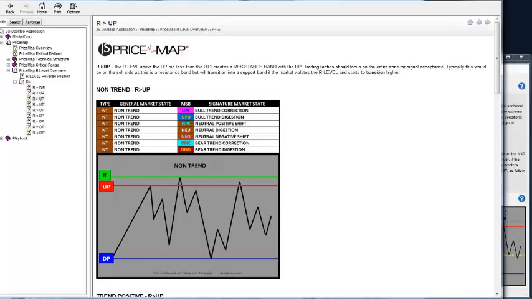So this is a great state and structure for all these different states. Neutral digestion, these are all non-trend states. When the R level is outside the critical range, it creates a nice band for you to align your trading tactics with.